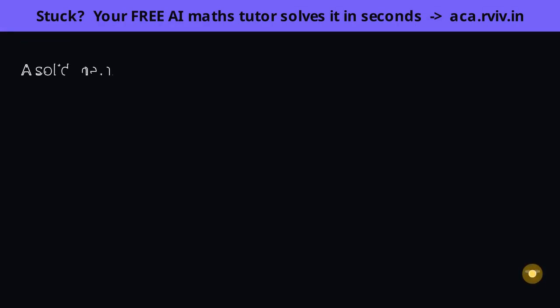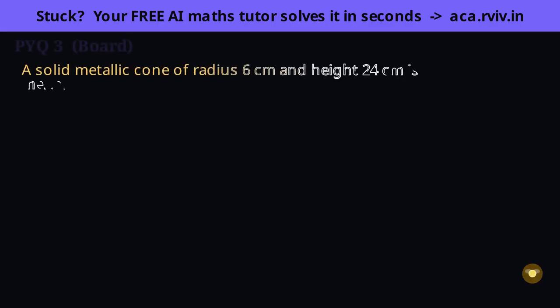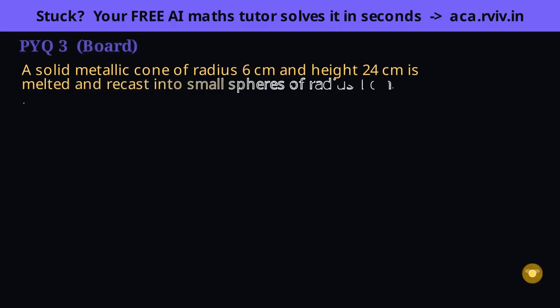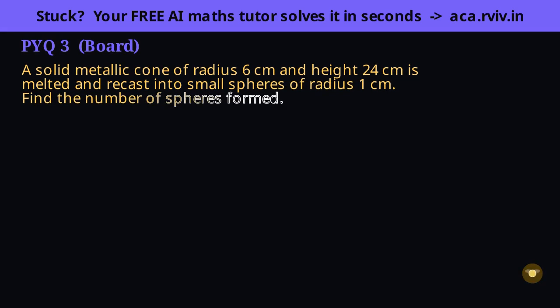The word melted is the whole key. Melting rearranges the metal but never destroys any, so the total volume is unchanged. That turns the problem into cone volume shared out over one little sphere. Recasting conserves volume. The metal that was one cone becomes many spheres, same total amount. So the number of spheres is simply the cone's volume divided by one sphere's volume.